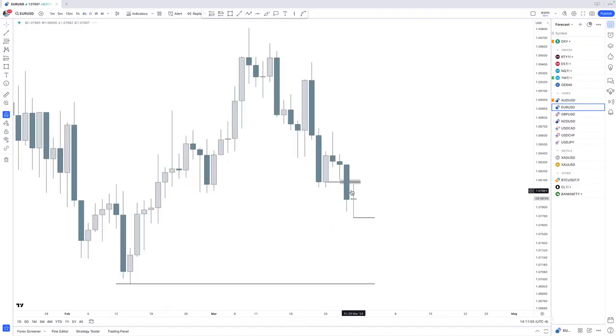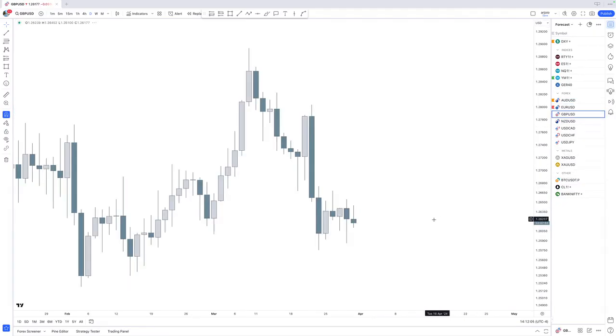In the meantime, I would want to wait to see if we do want to retrace back into that fair value gap right there as well. Which could be very interesting. Then this is going on my short list on the interest list right there. Then GU, let's see.